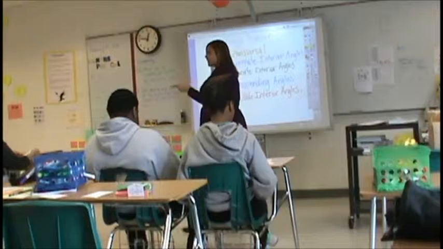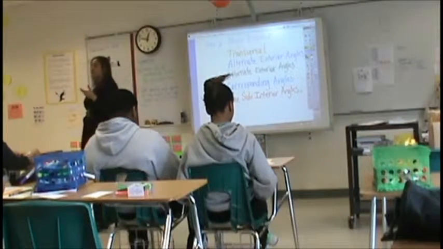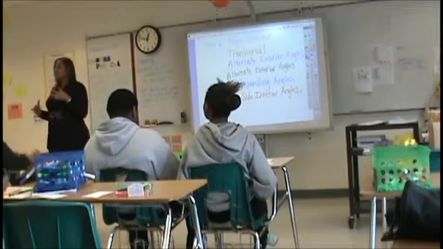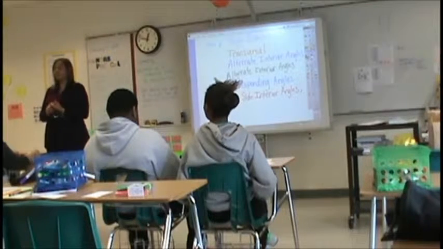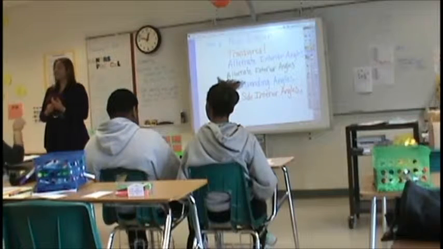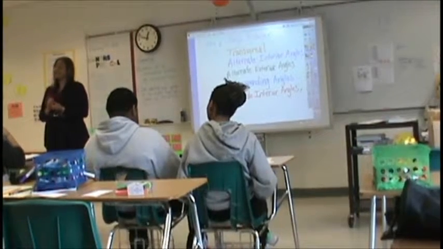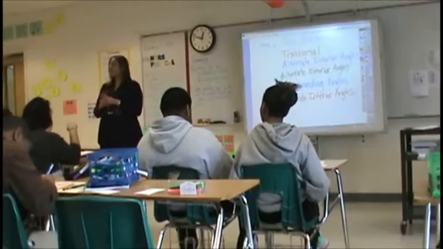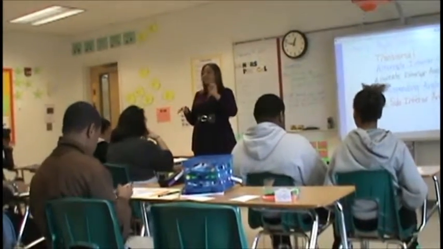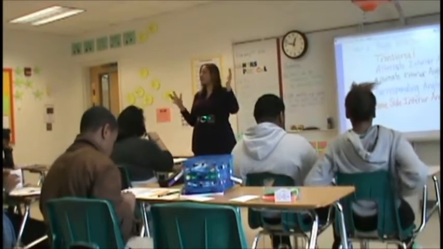Alternate interior and exterior stuff? Alternate exteriors on the outside. Okay, so we know interior means inside, exterior means outside, and alternate means, like alternative? Okay, so what does that mean? I know what it is. I just don't understand. It's kind of like on the opposite sides. So alternate interior are going to be opposite sides but inside. Alternate exterior, opposite sides but outside.